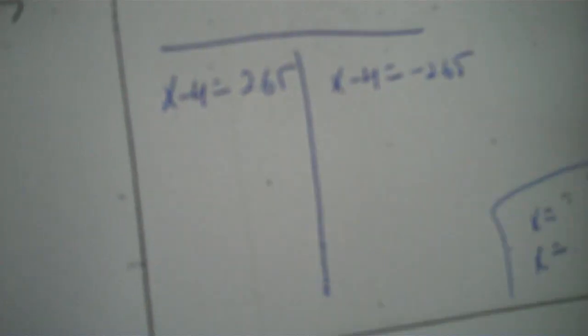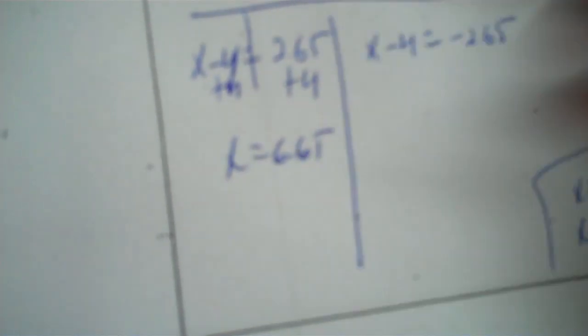Now, to find the actual x answers, we set the x minus 4 quantity equal to 2.65 and then negative 2.65. Then we solve. So we add 4, and that's 6.65. Then we add 4, and that's 1.35. So those are your 2 solutions.